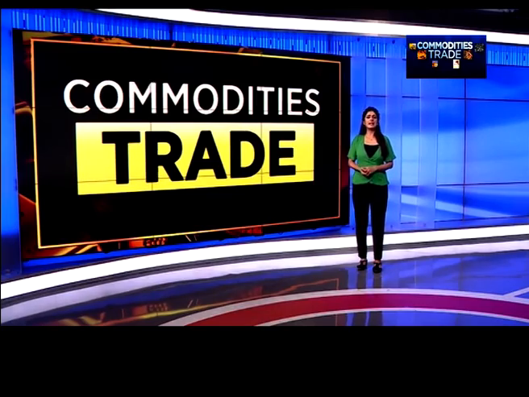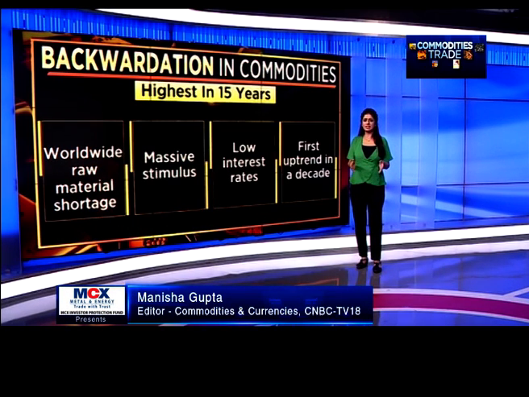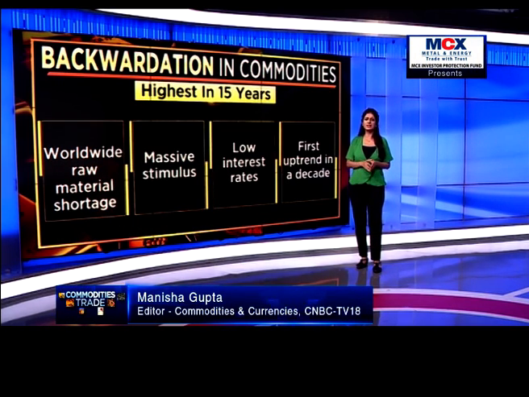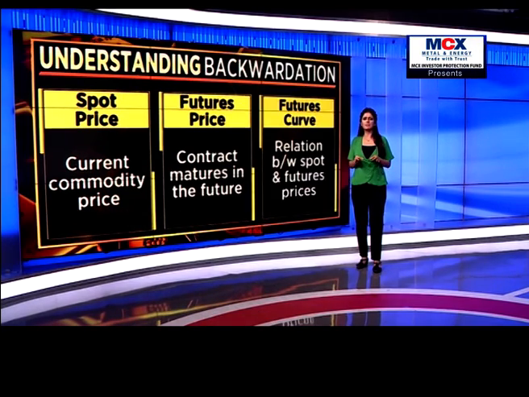Backwardation in commodities has recently hit the steepest level in 15 years, driven by the worldwide shortage of raw materials, led also by massive stimulus, low interest rates and recovery post-pandemic in many consumer countries. So from metals to agri-commodities, all is in an uptrend in the near term, with many commodities at or near all-time highs. There are three important terms to understanding backwardation.